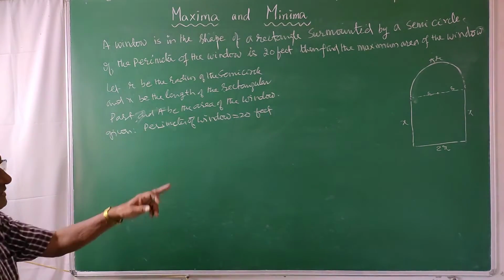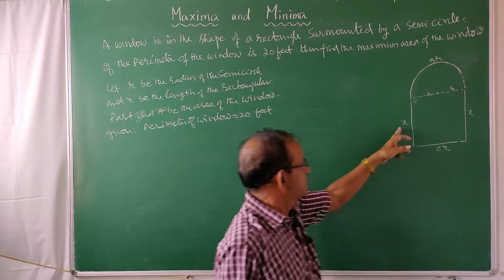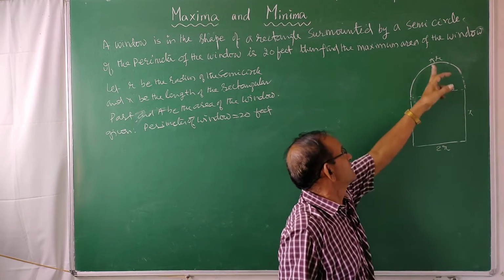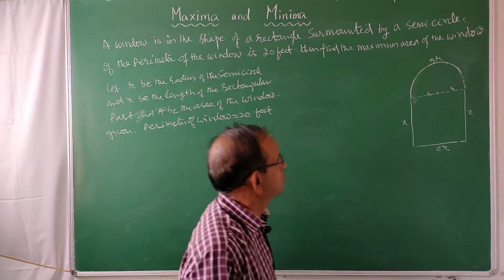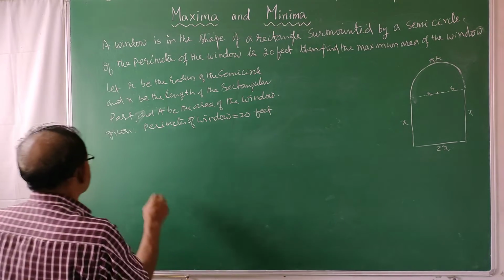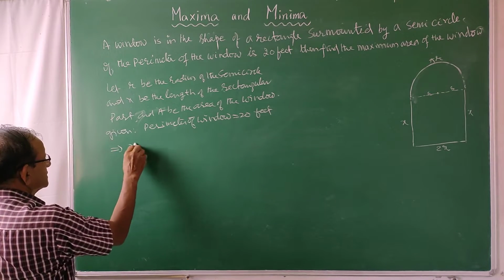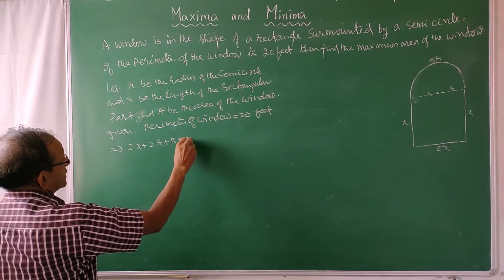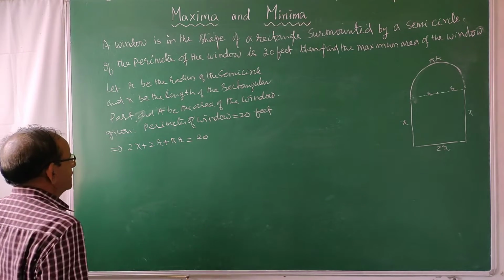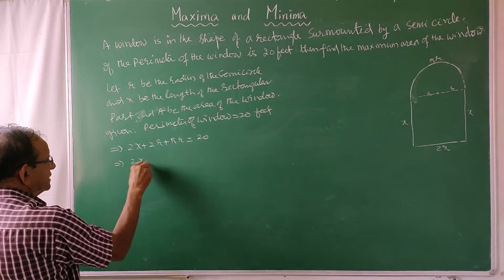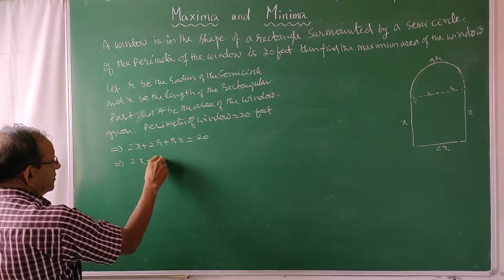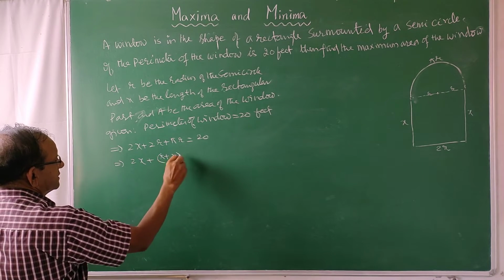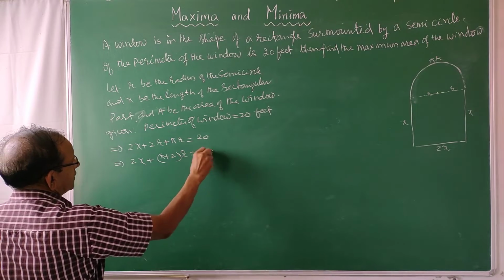Now let us write the perimeter. x plus 2r plus x plus pi r, that is 2x plus 2r plus pi r. That implies 2x plus 2r plus pi r is equal to 20. That implies, taking r common, 2x plus (pi plus 2) into r is equal to 20.